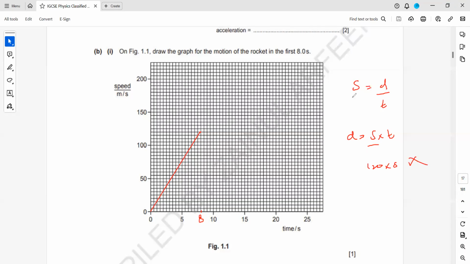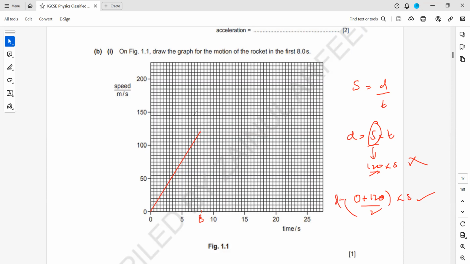Why will this be wrong? Because in this case, the speed was not 120, it was changing from 0 to 120. So if you want to use a formula, and the speed is changing, then you're supposed to substitute the average speed. So what will the average speed be? The average speed will be (0 plus 120) divided by 2, then multiplied by 8. This will give you the right result.